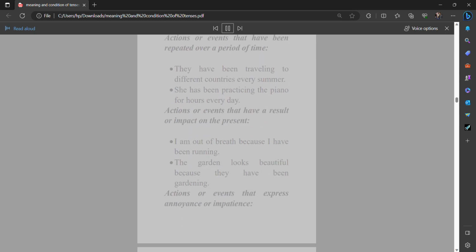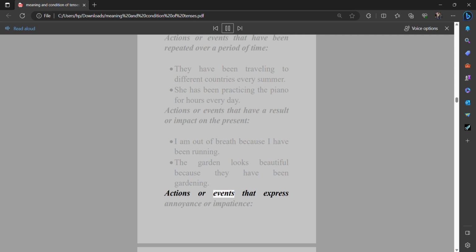Actions or events that have been repeated over a period of time. They have been traveling to different countries every summer. She has been practicing the piano for hours every day. Actions or events that have a result or impact on the present. I am out of breath because I have been running. The garden looks beautiful because they have been gardening.